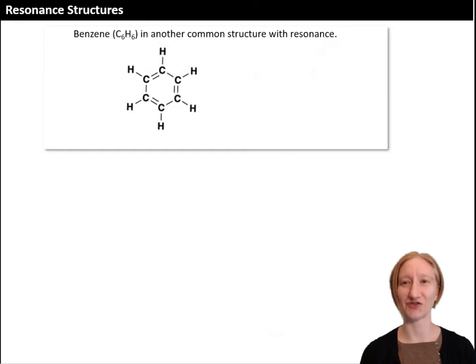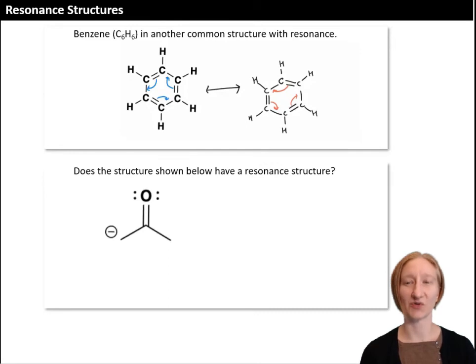Benzene is another common structure that has resonance structures. In this case, the electrons in the pi bonds of the ring can each move one position over to form a new pi bond on the adjacent carbon-carbon bond, giving us the resonance structure shown on the right. The two resonance forms of benzene are equivalent, but some structures have resonance structures that are inequivalent.